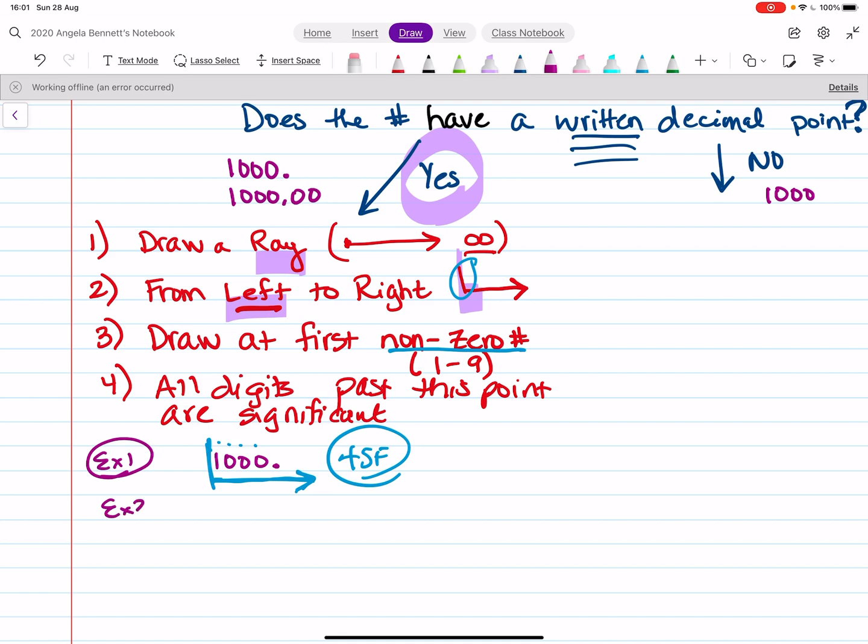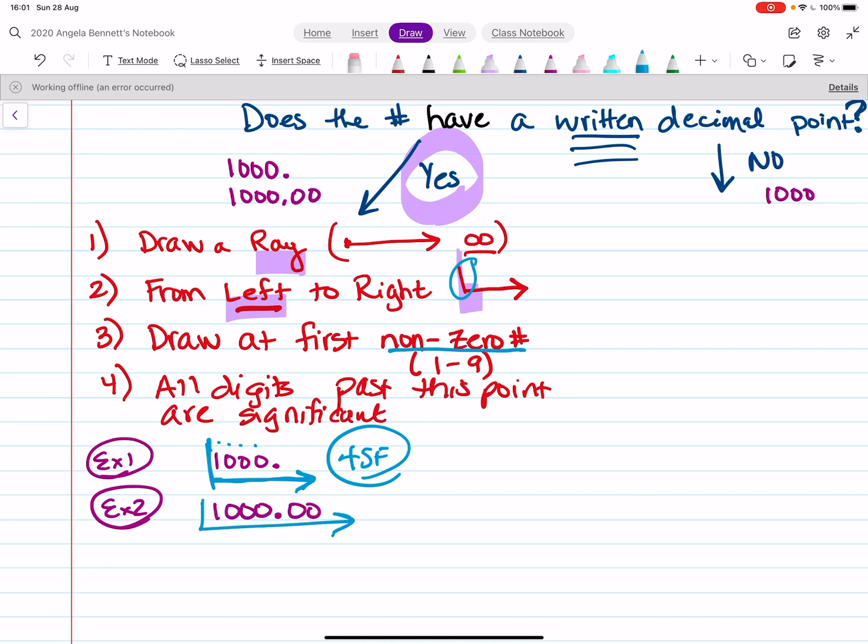All right, let's try another one. Example 2: 1,000 decimal point 0, 0. All right, let's count this one. I have noticed that I have a decimal point. That means I start on the left-hand side of the number. So I get on the left. The very first digit is a 1, which is a non-zero number. Block it off and go.